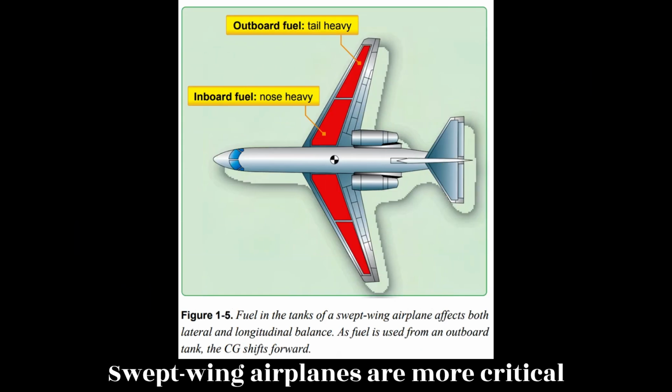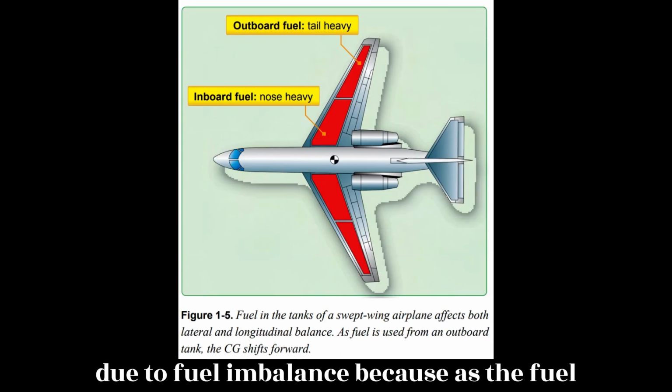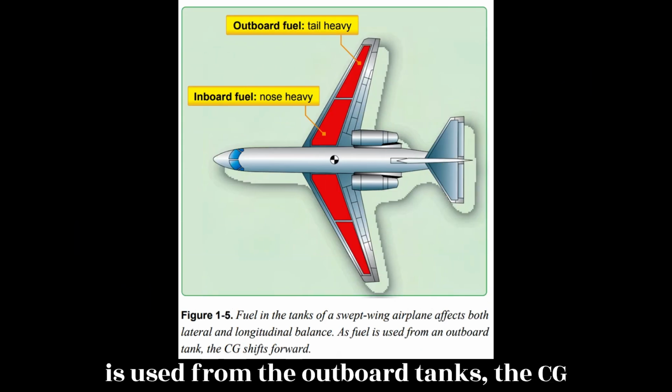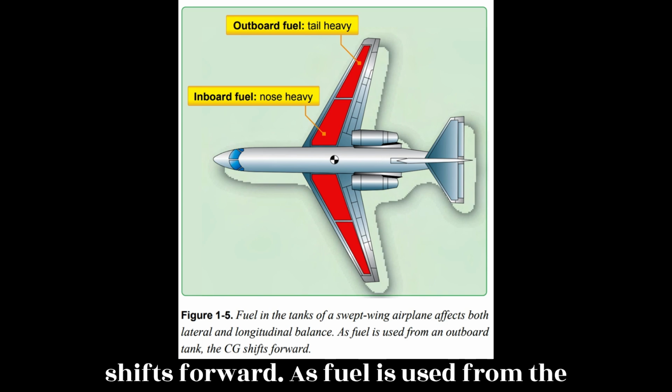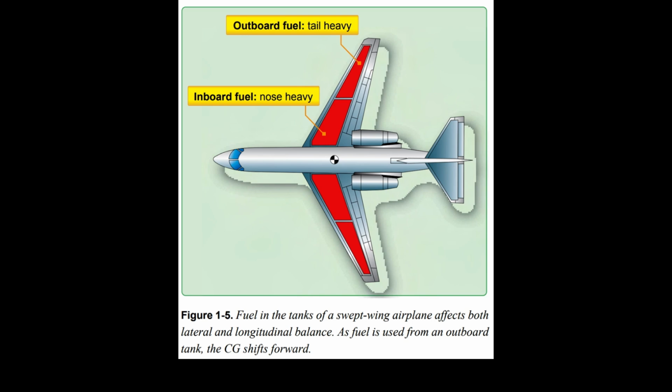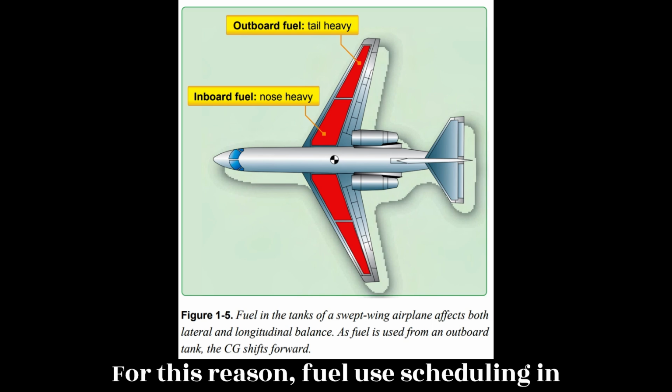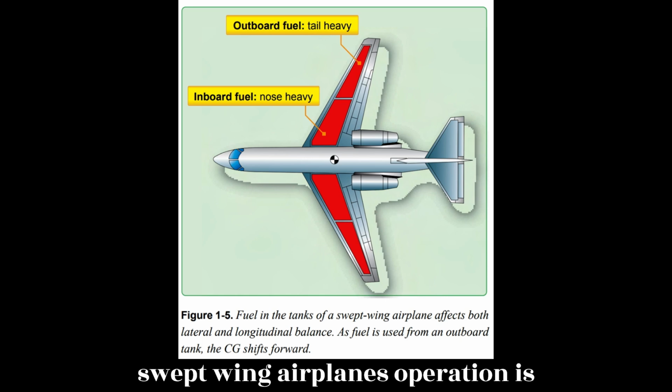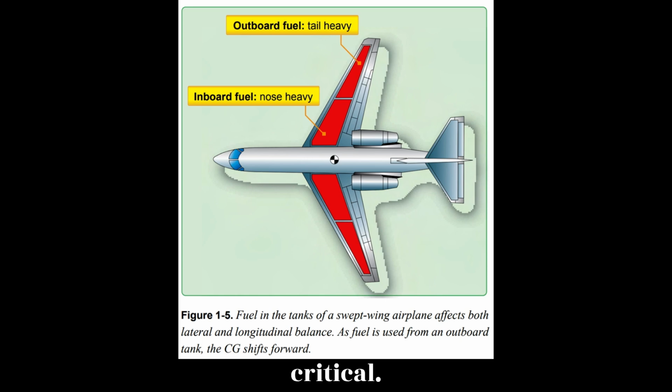Swept-wing airplanes are more critical due to fuel imbalance because as the fuel is used from the outboard tanks, the CG shifts forward. As fuel is used from the inboard tanks, the CG shifts aft. Figure 1.5. For this reason, fuel use scheduling in swept-wing airplane operation is critical.